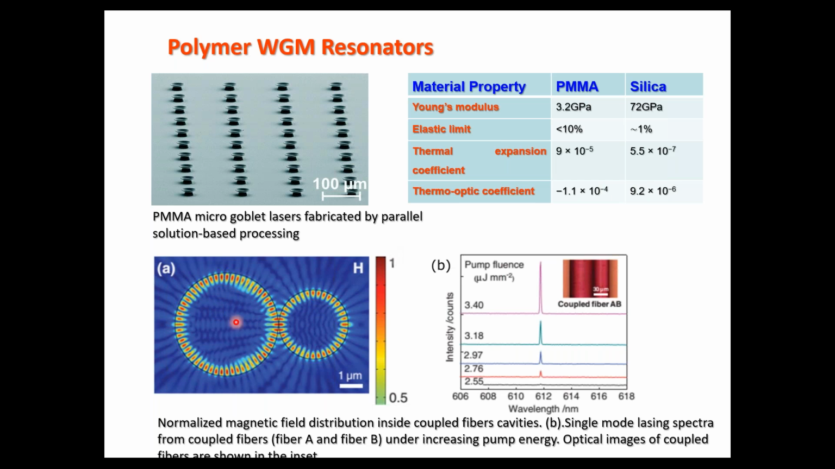This is basically the cross section of the fiber. It's a larger diameter fiber and a smaller diameter fiber, sitting very close to each other, so you can couple the laser from one fiber to the next. And this is the lasing spectrum. You measure the spectrum and you can see it is very narrow, and this is the actual photograph of the two coupled fibers, the larger diameter and the smaller diameter.